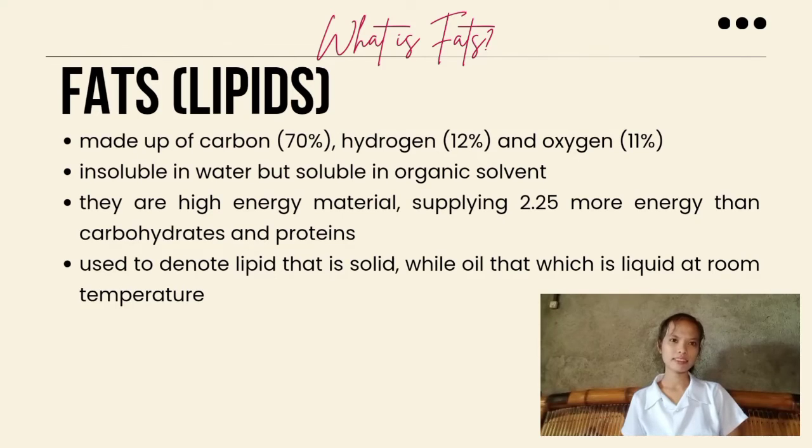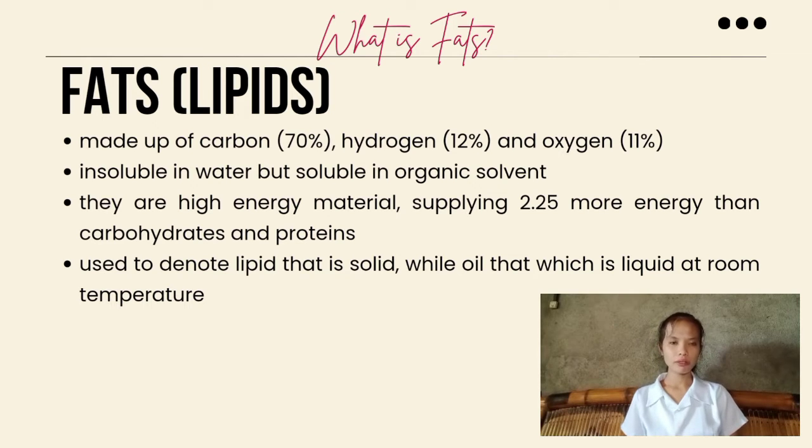One of the classes of the nutrients and their composition in animal nutrition was the fats. But what is fats? Fats or lipids are made up of 77% carbon, 12% hydrogen, and 11% oxygen. Insoluble in water but soluble in organic solvent. Insoluble means incapable of being dissolved.